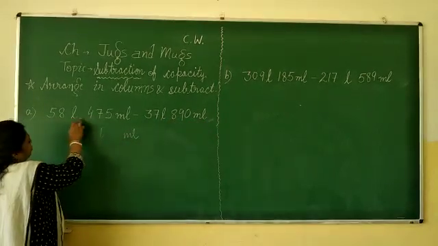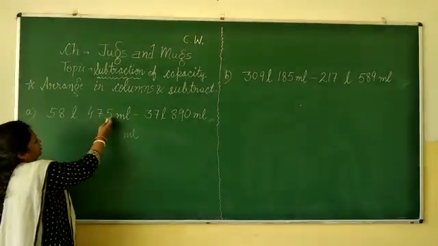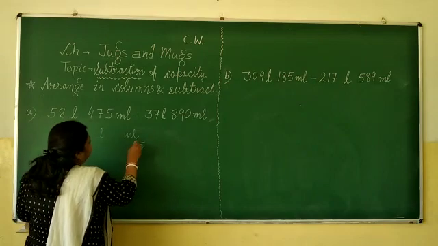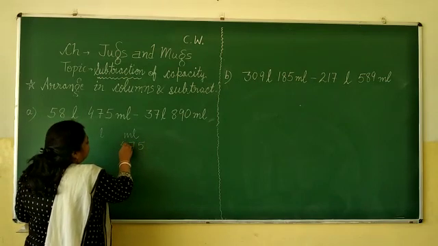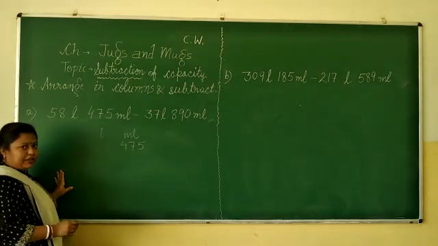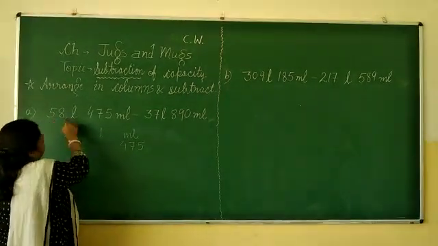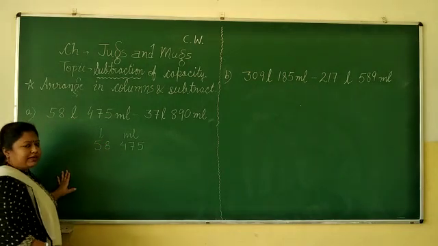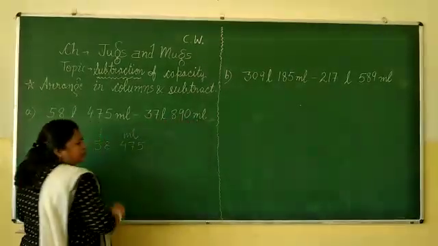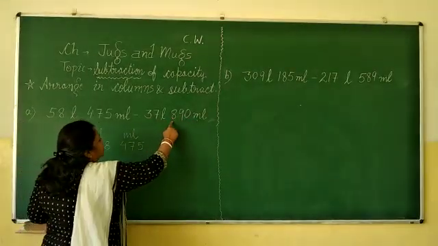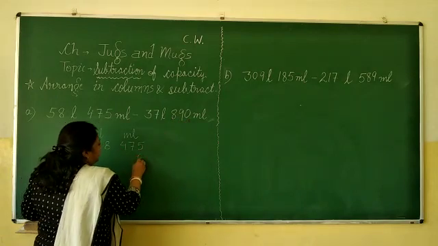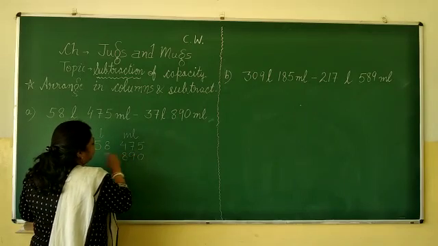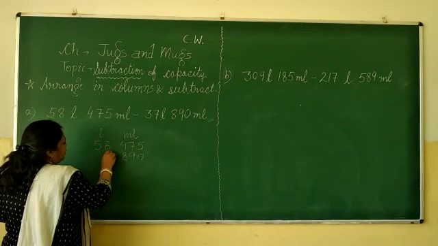Okay, children. So let's write this quantity first. As you know, we have to start from the right hand side. So here I write 5, 7 and 4, 475 in the milliliters column, and 58 in the liters column. Now let's write this quantity that we need to subtract. Here we have got 890. Again, beginning from the right hand side, I write 0, 9 and 8, 890, and here I write 37.